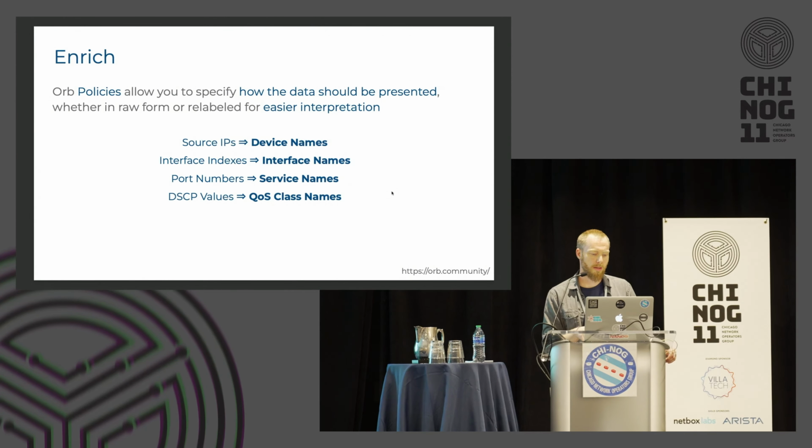So enrichment is in here, and this is really just to give the telemetry coming out of the system more insightful information, right? It may be more useful to see device names, for example, instead of IP addresses, or interface names instead of indexes, and so forth. And so we would do this enrichment directly in the agent, and so the metrics coming out of the system would already be labeled with this enrichment data.